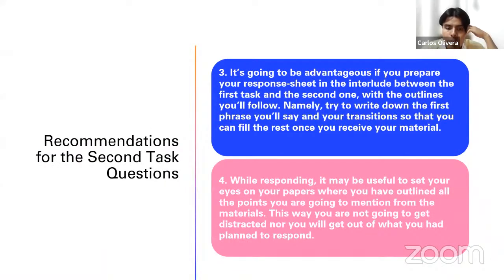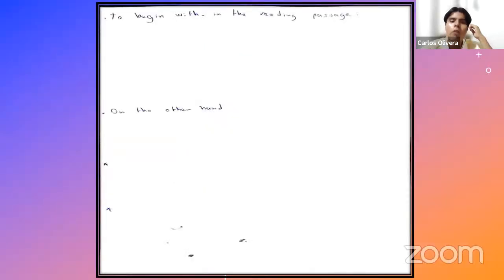Finally, while responding, it may be useful for you to set your eyes on your paper where you have outlined all the points you are going to mention from the material. This way, you're not going to get distracted, nor will you get out of what you had to respond. Now, what do I mean by this, dear students? So when you finish this and you have your sheet of paper ready for you to respond, you should place your sheet of paper like this, right? Looking at it directly, setting your eyes on your paper.